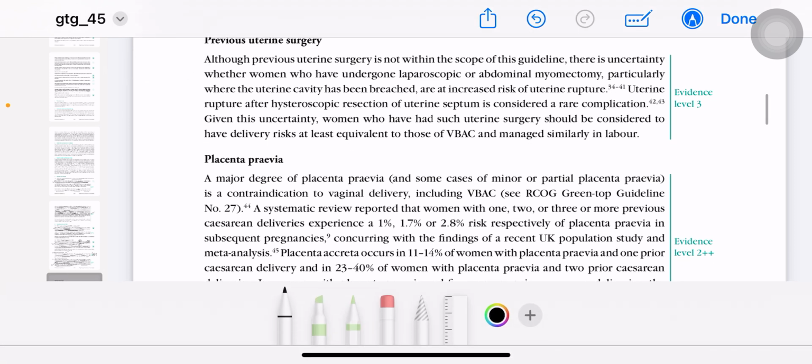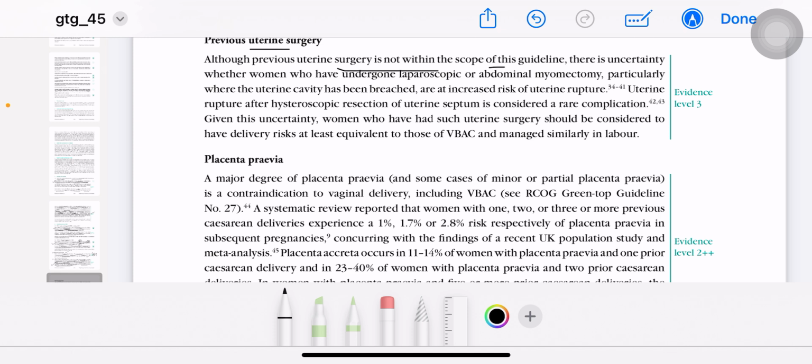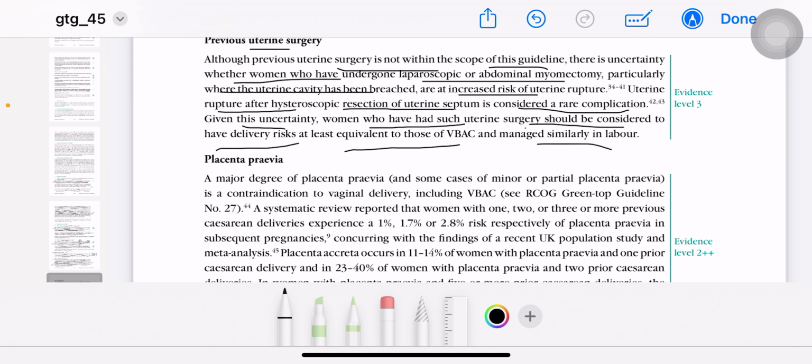The next thing is previous uterine surgery. Although previous uterine surgery is not within the scope of this guideline, there is uncertainty in women who have undergone laparoscopic or abdominal myomectomy, particularly where the uterine cavity has been breached, with increased risk of uterine rupture. Uterine rupture after hysteroscopic resection of a uterine septum is considered a rare complication. Given this uncertainty, women who have had such uterine surgery should be considered to have a delivery risk at least equivalent to those attempting VBAC and managed similarly in labor.